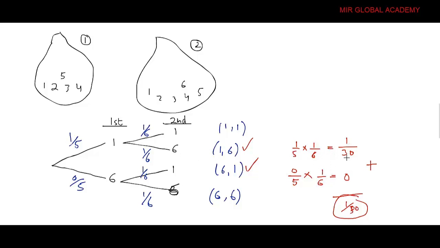So the first one will be 1 over 30 and the second will be 0, because the probability of this one is 0. Multiplying 0 with any number will give us the answer 0. So the final answer is 1 over 30.